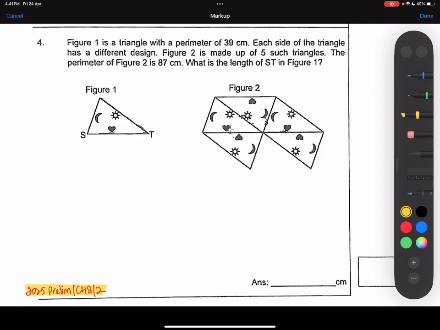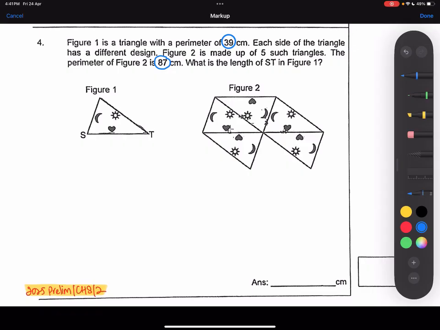2025 Prelim Catholic High School Paper 2 Question 4. Figure 1 is a triangle with perimeter of 39 cm. Each side of the triangle has a different design. Figure 2 is made up of 5 such triangles. The perimeter of Figure 2 is 87 cm. What is the length of ST in Figure 1?